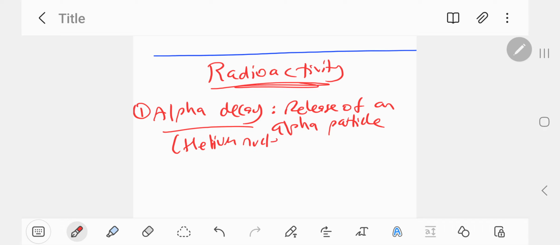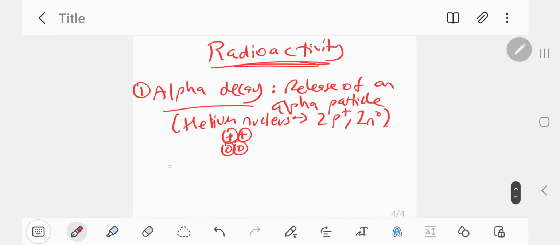Helium nucleus. It's got 2 protons, 2 neutrons. It looks like this. Plus, plus, 0, 0. An example is the alpha decay of uranium. So uranium looks like this on the periodic table. The bigger number, if you recall, is the atomic mass. Just think of mass as weight, something heavy.